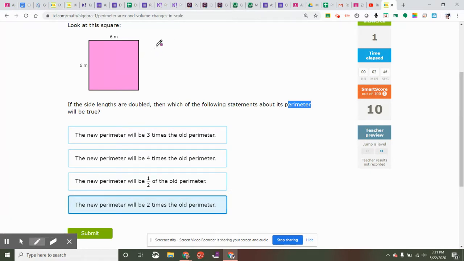Finding the original perimeter is going to be 6 times 4, because there are 4 sides on the square and all of them have a side length of 6, so that's 24. My new perimeter, if all of these double, is going to be 12 on each side times 4 sides, which is 48. I can double check by multiplying my old perimeter by 2, and in fact, it is 2 times the old perimeter.